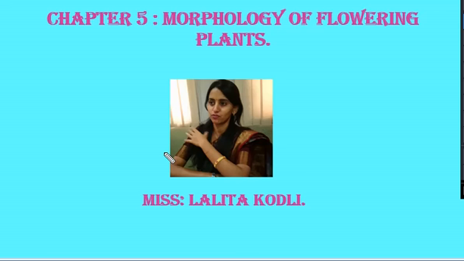Then next, the corolla, what type of corolla it is, whether gamopetalous or polypetalous. Then whether the petals are brightly colored or not. Then what type of aestivation there is in both calyx as well as corolla.